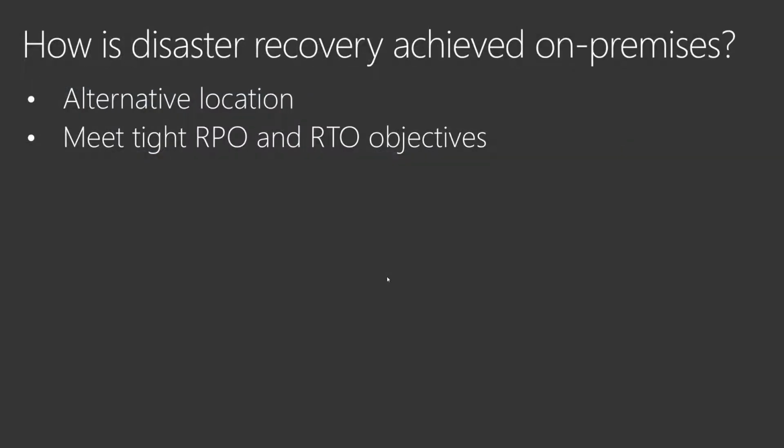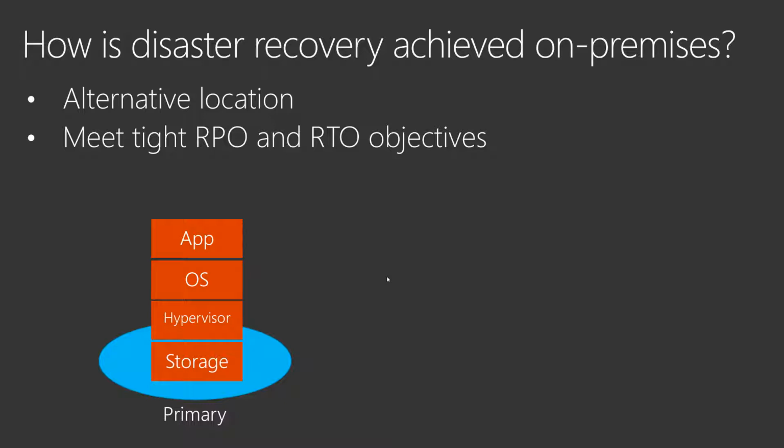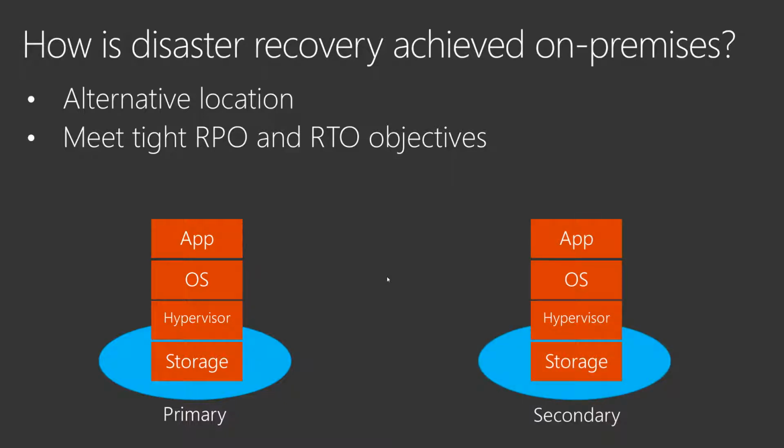So how is disaster recovery achieved on-prem? Usually you have this primary application or primary location. Those locations need to meet recovery point objectives and recovery time objectives. On the primary, you have the storage as your underlying physical layer, and then you have your hypervisor, your operating system, and your app. To do this on-prem, you need to replicate that to the secondary. In some way, you need some kind of technology that does the storage replication from one side to the other. So you need to manage this.